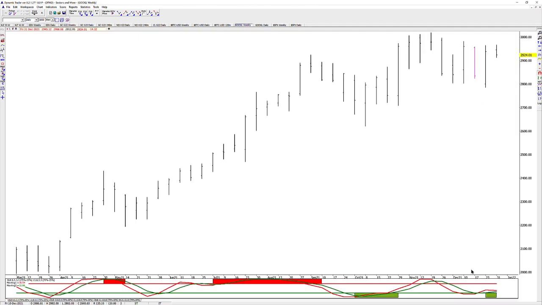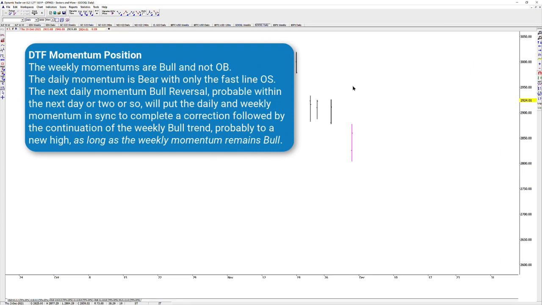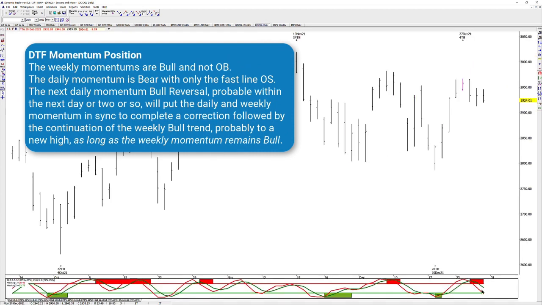Let's go to the weekly. The weekly momentums are bullish. So we just want to be focusing, as long as they're bullish, on the long side. And the next daily momentum bull reversal would be very simply a dual time frame momentum setup on the long side to complete a corrective decline. And again, just like the NASDAQ, looks like it's going to be a fairly mild correction.